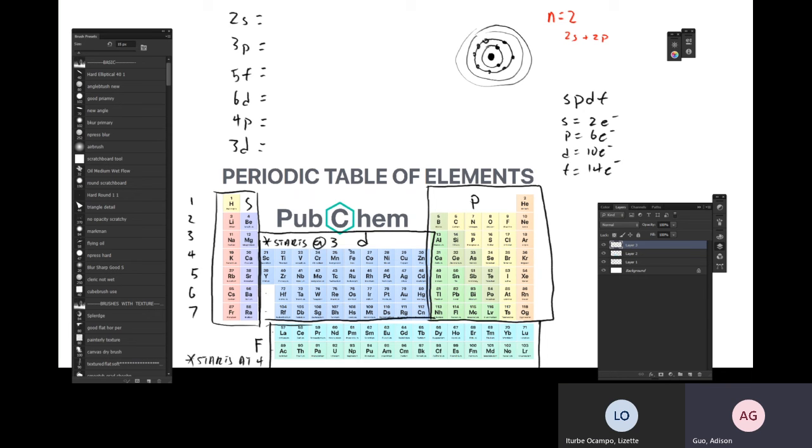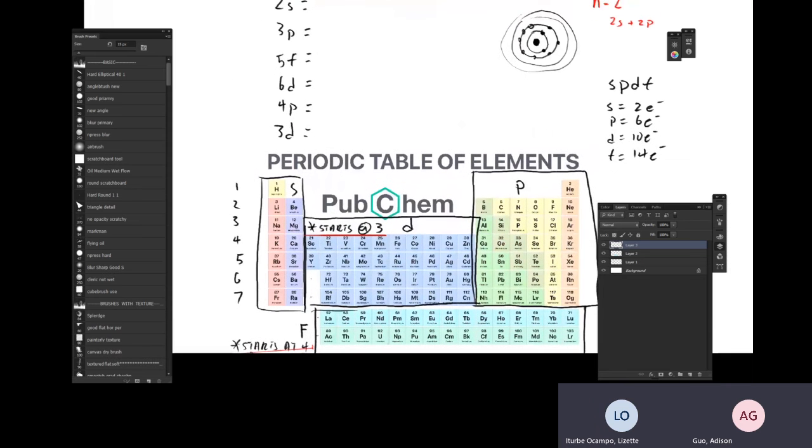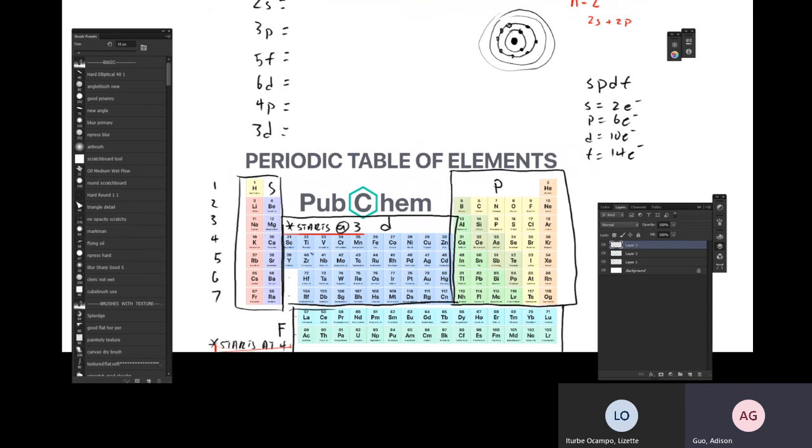The important thing to notice here are these two: we have F and we have D. D starts at 3. What that means is that if you try to read this across, you'd think that this is 4D, right? But in reality, this is 3D. So this is going to be 3D. This is going to be 4D, 5D, and 6D. You can think of it like they're just one level behind the S and P.